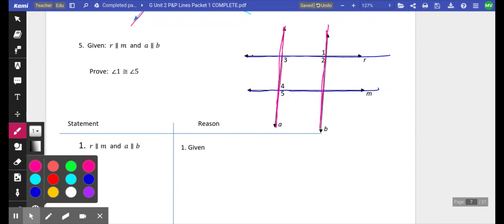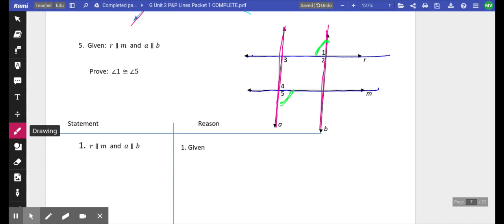So if I look at 1 and 5, they're both on the pink parallel lines, but they're not on the same transversal. So I can't really utilize that. But since I know R and M are parallel, those are my blue lines. This pink line A is my transversal. I know 5 is the same as 3. Why do I know 5 is the same as 3? Because they are corresponding angles.